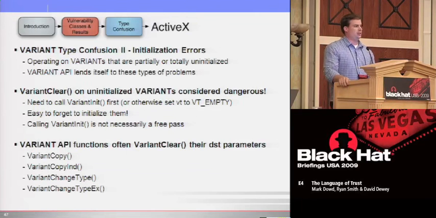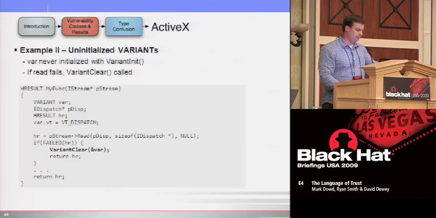It's also important to understand some of the intricacies of more of the variant API functions. Oftentimes they will call variant clear as part of that method. So you think you're sort of in the clear by calling variant copy, for example, but variant copy will call variant clear on the destination operand prior to completing the copy. So if you're trying to copy into an uninitialized variant, you'll land yourself exactly in this problem to begin with.